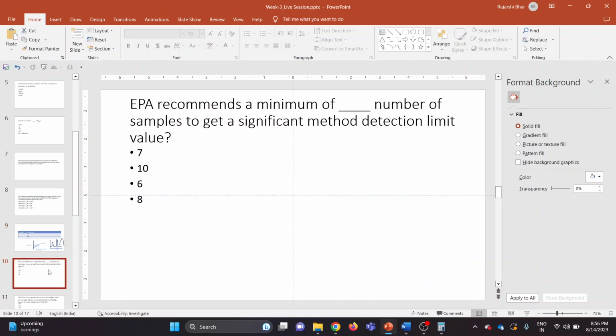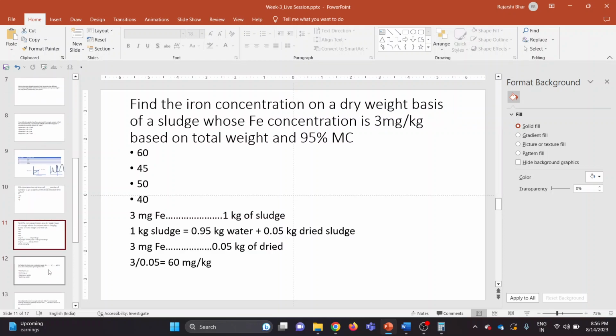Then, the EPA, that is the Environmental Protection Agency in the US, recommends a minimum of 8 samples to be used to get a significant method detection limit value. Method detection limit is the minimum detection limit of different methods, processing methods or equipment.